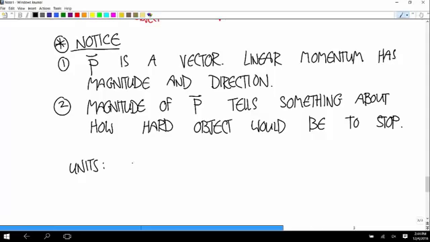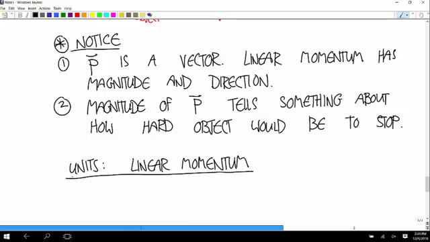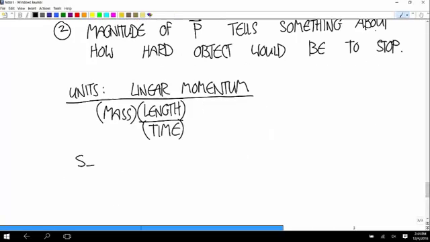So the units for linear momentum have to be units of mass times units of velocity. So it has to be units of mass times a unit of length divided by a unit of time. And in SI units, that means kilogram meters per second.